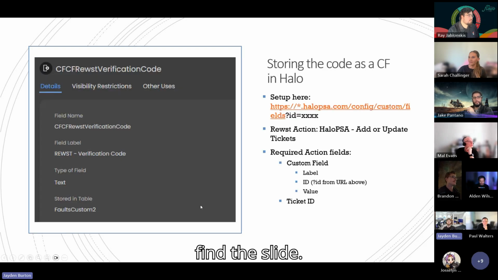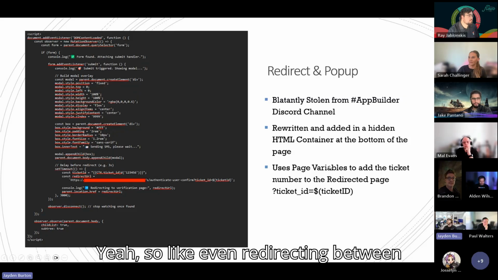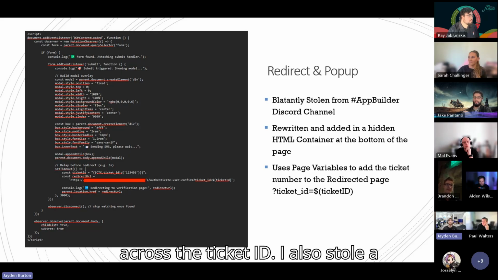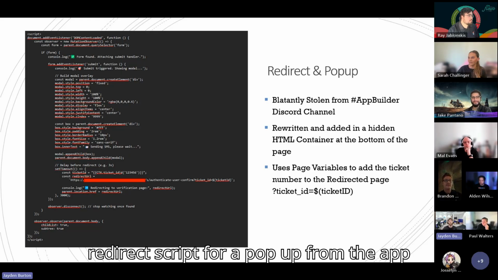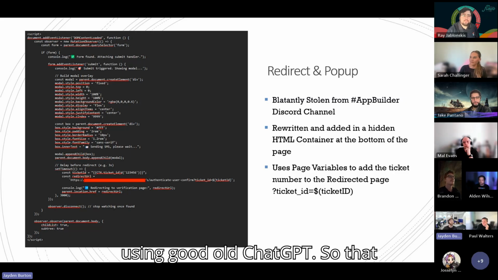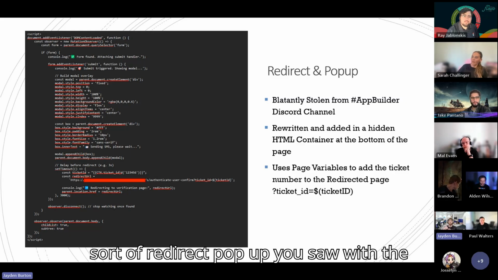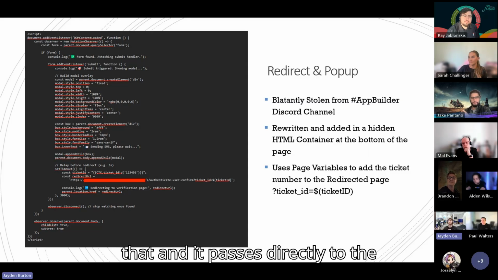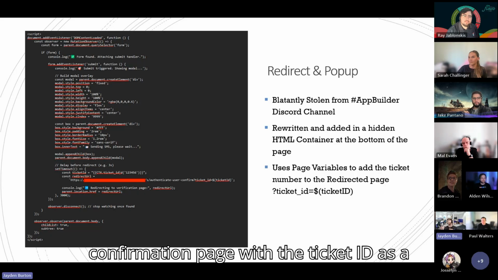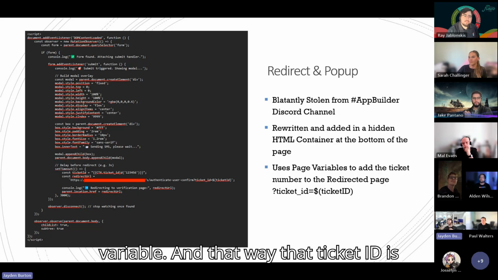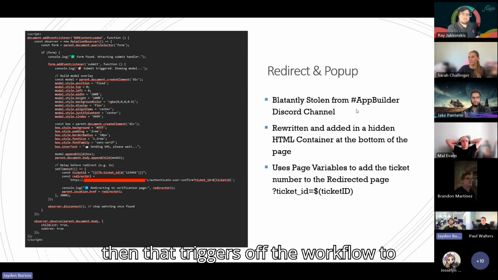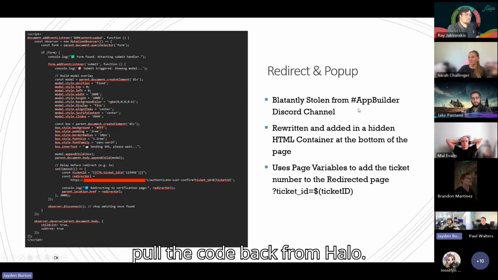So let me just see if I can find the slide. Yeah, so even redirecting between App Builder pages to get that result across the ticket ID. I also stole a redirect script for a pop-up from the App Builder Discord and repurposed it using good old ChatGPT. So that redirect pop-up you saw with the SMS was added in through that, and it passes directly to the confirmation page with the ticket ID as a variable. That way the ticket ID is actually passed into the screen, which triggers off the workflow to pull the code back from Halo.